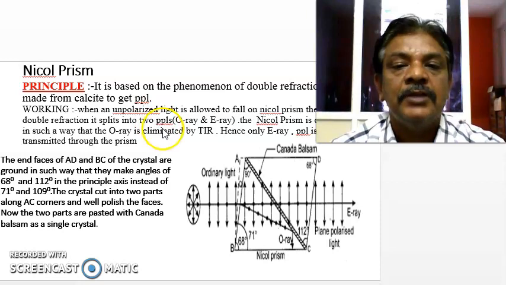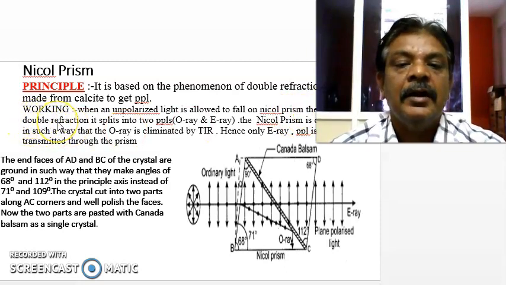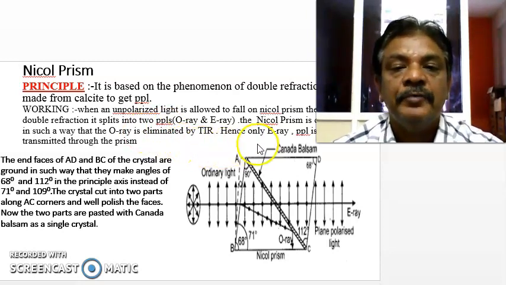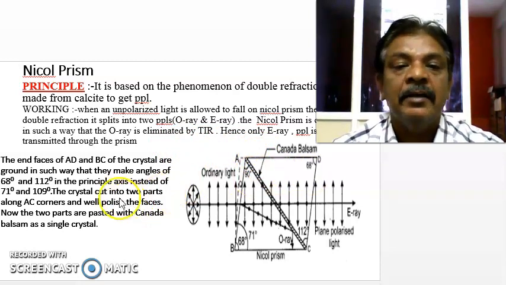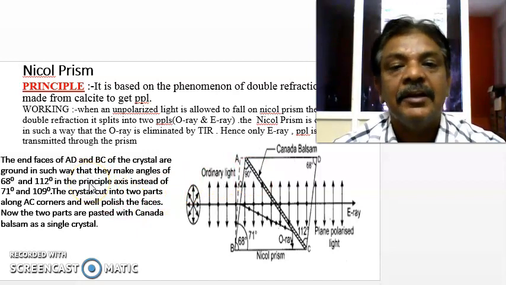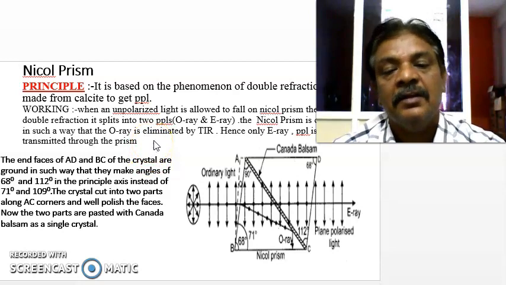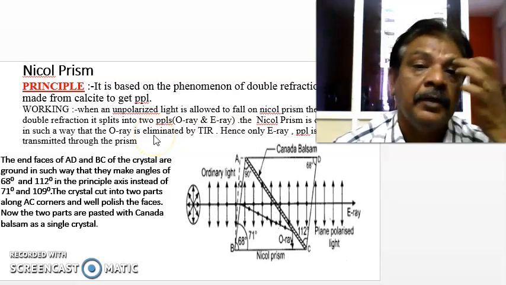When an unpolarized light is allowed to pass through the calcite crystal, a double refraction phenomenon takes place. In the double refraction phenomenon, among the two refracted rays, one refracted ray is eliminated by total internal reflection, and the other polarized light is obtained at the other end. This is the working principle of the double refraction phenomenon.